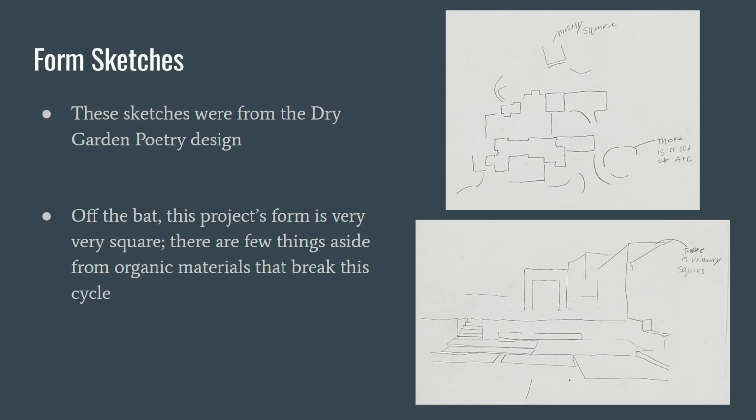Now on to the last one that I did, which was Dry Garden Poetry Design. Now this form was very, very square. Like, that was the first thing that just screams at you, is how square this design is. Now there are some elements of arc and circle and curve, but that's mostly outside of the design. When you get into the actual space, like the bottom picture, you can see how rectangular and square and just very sharp this design is.